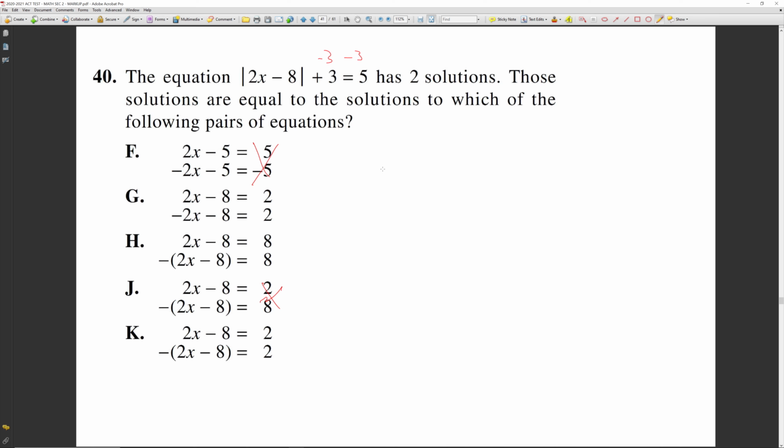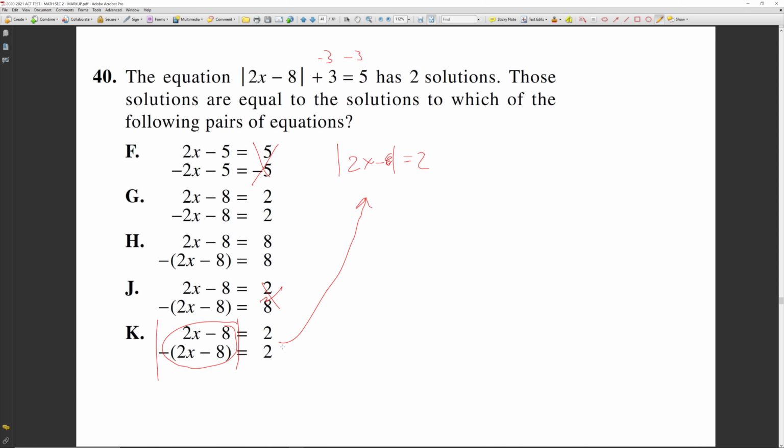Move 3 to the other side. So the absolute value of 2x minus 8 is equal to 2. And the only way that I could get this equal to 2 is here. This is the only answer that does it. The first one gives me a 2, the second one gives me a 2, but I have to take the negative of the whole thing, because if I take the negative of either one, it doesn't work. So it's got to be the negative of the whole thing, because then I take the absolute value of the whole thing, and it equals 2.